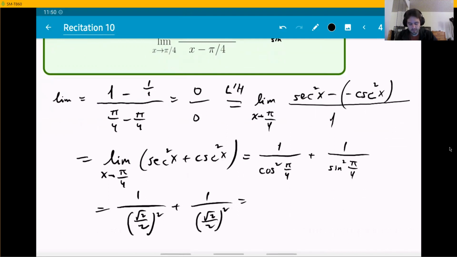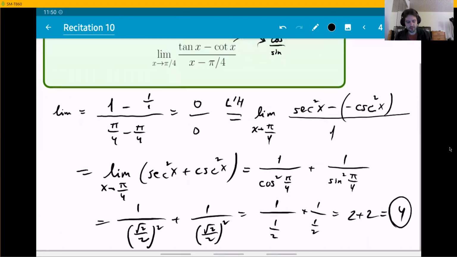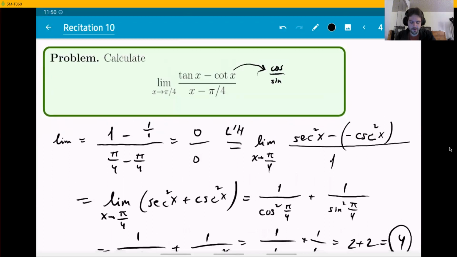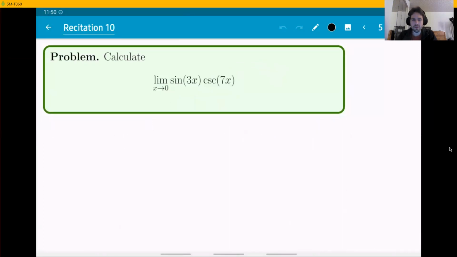So now when you take the squares of those, 2 over 4 is 1 over 2. Each one of these fractions is equal to the number 2, giving you the answer of 4. So these were simple examples involving L'Hopital just once. We're going to see some more later where you have to apply L'Hopital again and again.